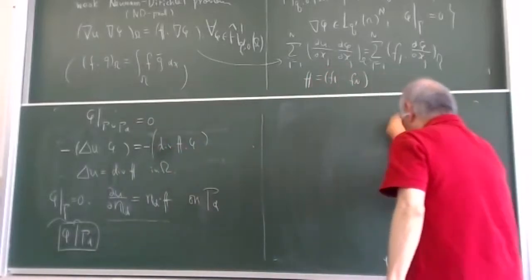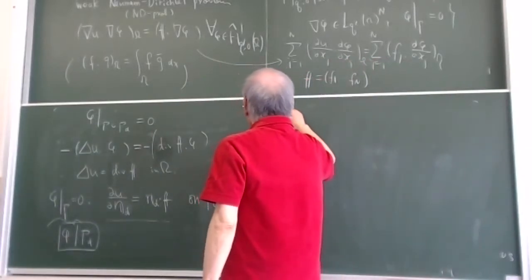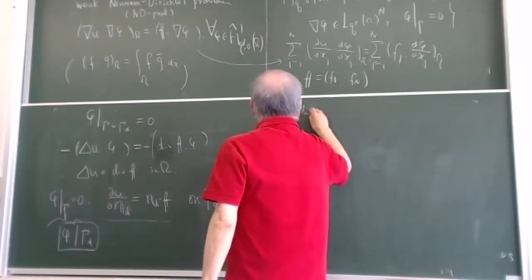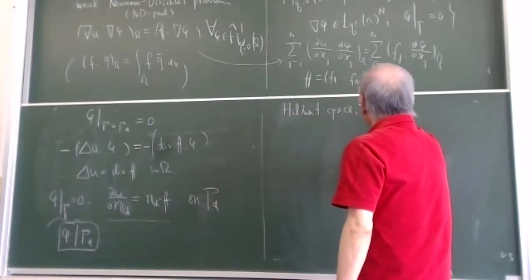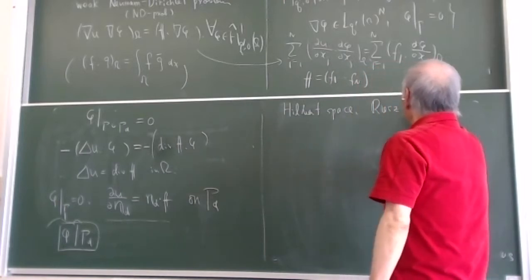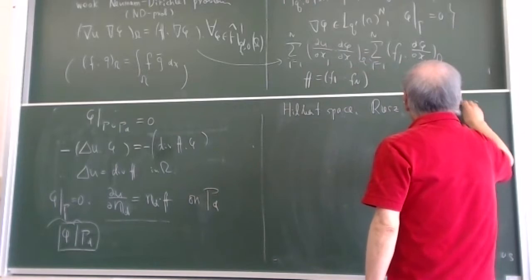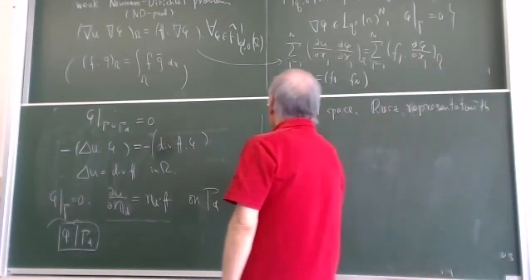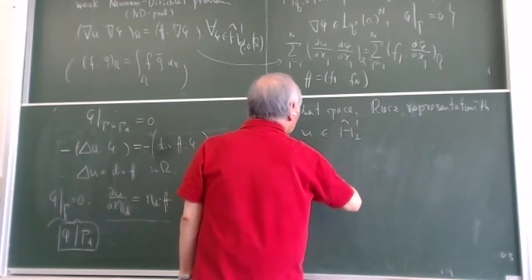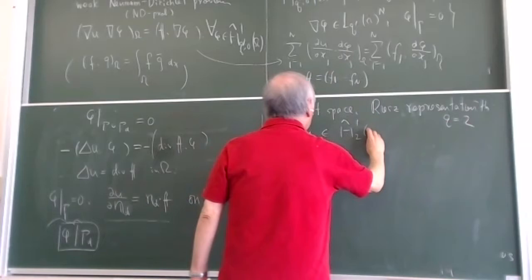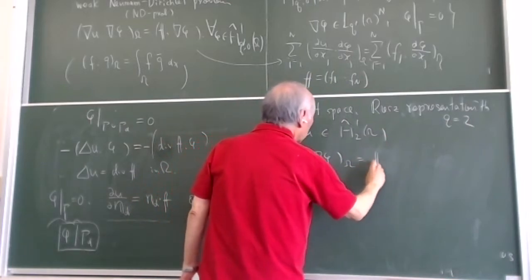And then, okay, so if we consider the Hilbert space, then this theorem, this representation theorem, we know the unique existence of solution u in H hat 1,2, namely the q equals 2 case. We know the solvability of it.